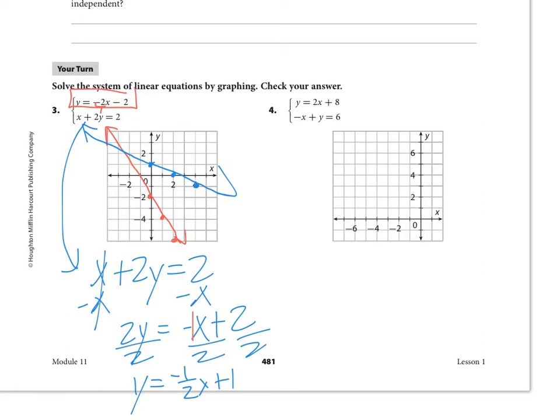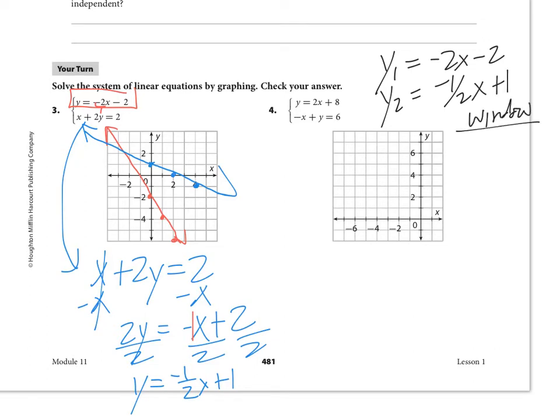Now, here's the problem with doing it by hand. I don't have a ruler here, so my intersection point doesn't look real clear. So if you're doing it by hand, you definitely want to use a ruler. The other way you could do this is on the calculator, which we've done once before. Take y1, put in negative 2x minus 2, go to y2, and put in negative 1/2 x plus 1. You then want to go to your window. You want to set your window up to match the graph over here.